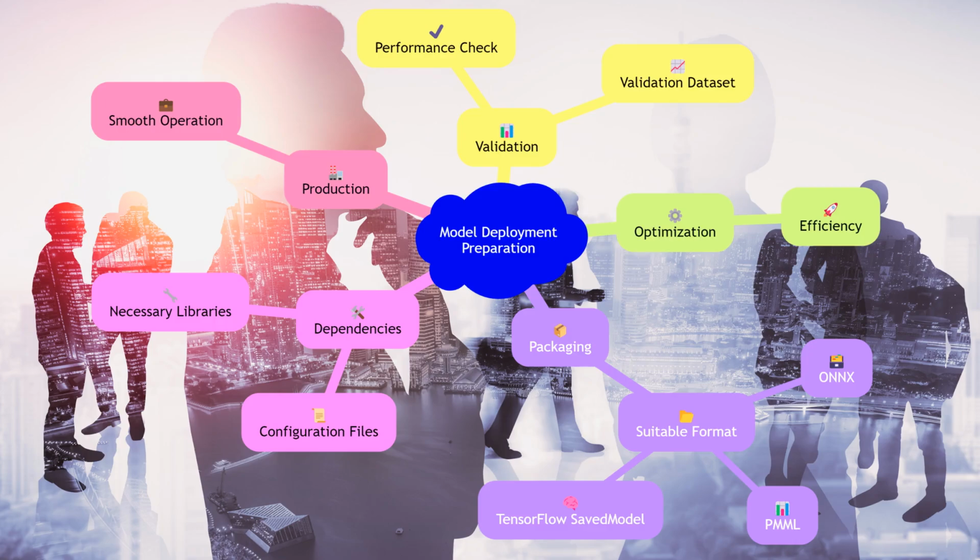Before deploying your model to a batch endpoint, it is crucial to ensure it is properly prepared. This involves several steps, including validating the model's performance on a validation dataset, optimizing the model for efficiency, and packaging the model in a format suitable for deployment. Common formats include ONNX, PMML, and TensorFlow saved model. Additionally, you should include any necessary dependencies and configuration files to ensure the model runs smoothly in the production environment.